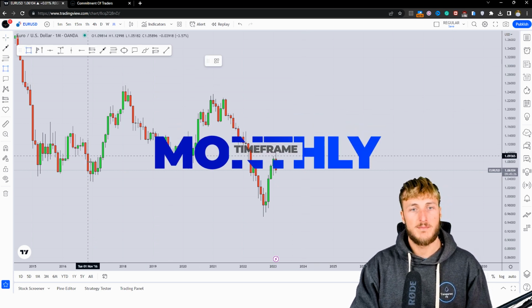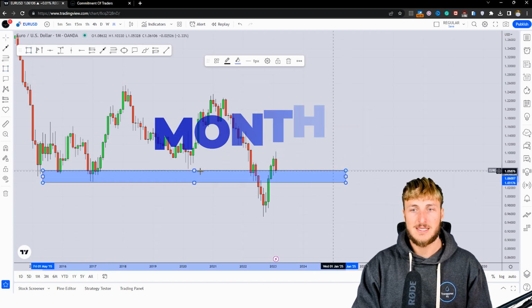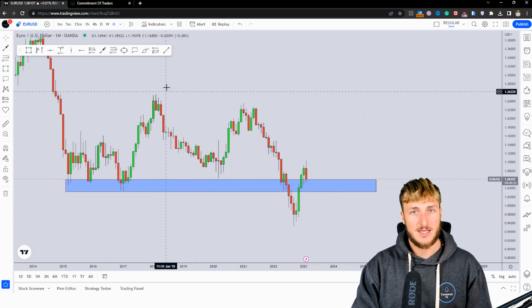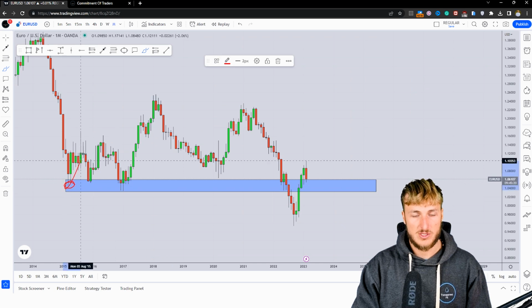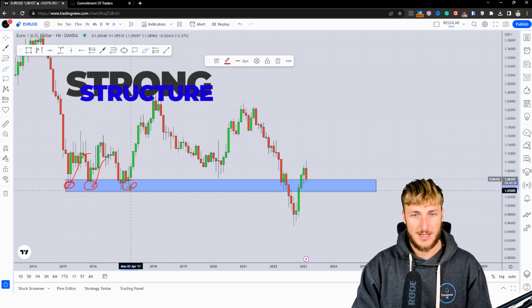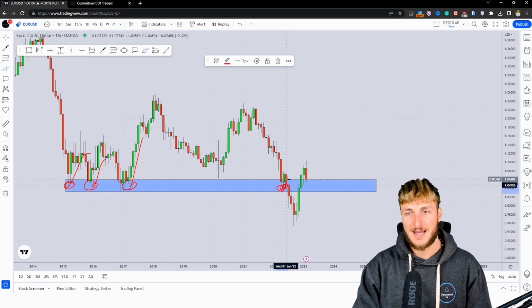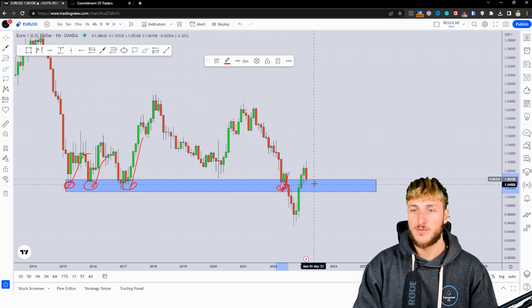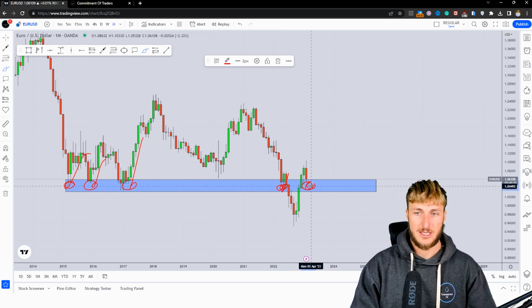Now, starting on the monthly time frame, what we can see is that all this area has been acting as very strong previous monthly support here, and again here, which once again acted as support at this level, and the market just started testing it here.